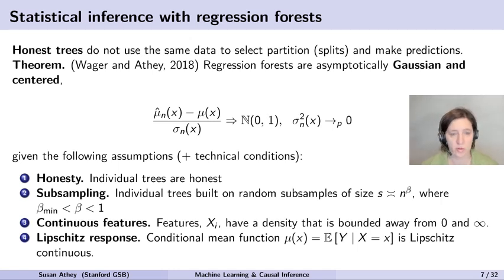And so the main result in Wager and Athey 2018 is that when we build forests by averaging up a bunch of honest trees using subsampling under some technical conditions, then as the number of observations goes to infinity, the estimates are going to be asymptotically normal and centered around the truth. That allows us to, for example, construct confidence intervals.